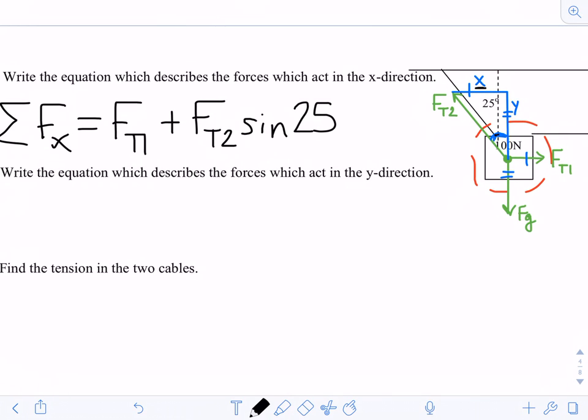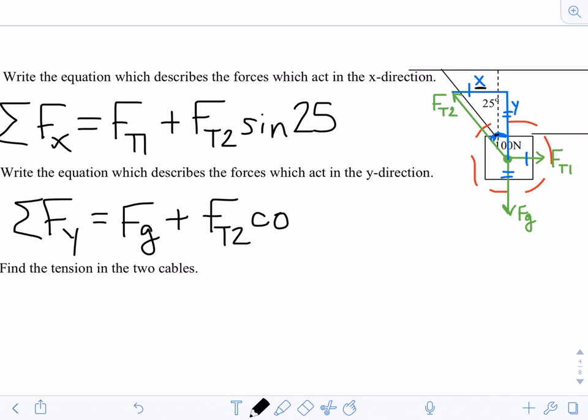Now I can do the same thing for the y dimension. We can say all of our forces in the y dimension are equal to the force of gravity, right? Because all of the force of gravity is in the y dimension. And then some of FT2 is in the y dimension, right? It's the y component. We can find that y component by taking FT2 times the cosine of that 25 degrees, since that y component is adjacent to our 25 degree angle.